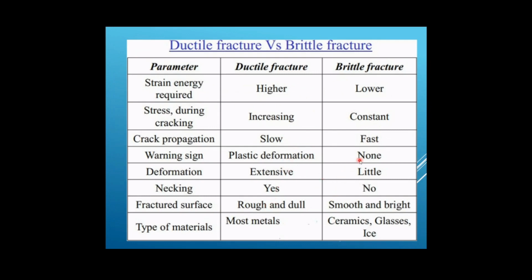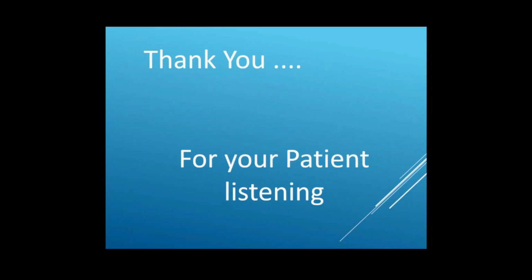So ductile fracture occurs in most metals, but brittle fracture occurs in ceramics, glasses, and ice. So this is the important deformation mechanism, which covers all materials and non-materials also.